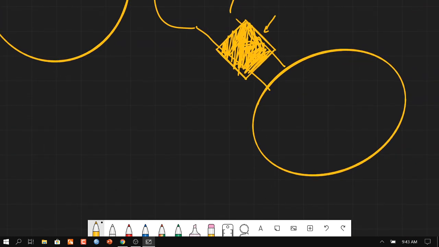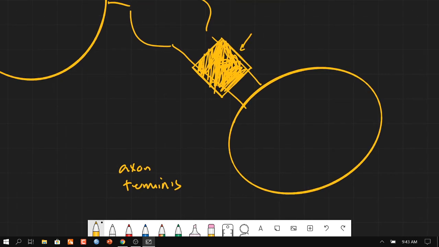What are the end bulbs? What's another word for that? Called axon termini or axon terminus. End of the axon. Ready? Go. Okay. So, do these have to be at the end of an axon? Could we actually grow one right here?